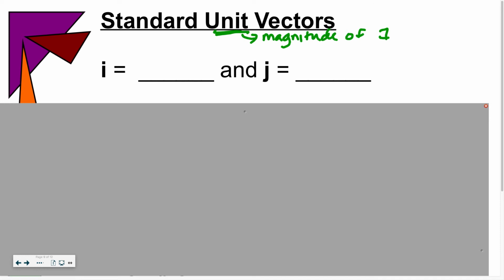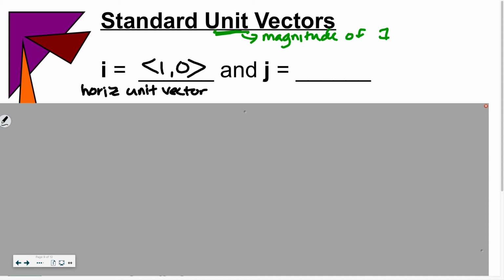So imagine a vector in standard position. That means its initial point is at 0, 0. If it were a horizontal standard unit vector, what would its component form be? Where would your endpoint be? 1, 0. So I is the vector in component form 1, 0. This is the horizontal unit vector, essentially. It's going horizontal 1 unit.